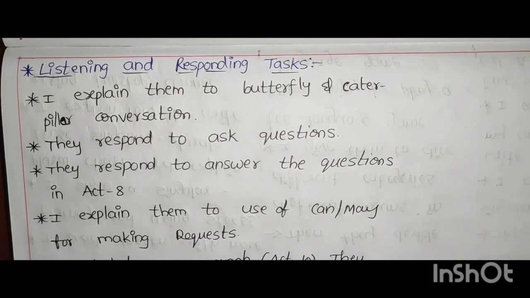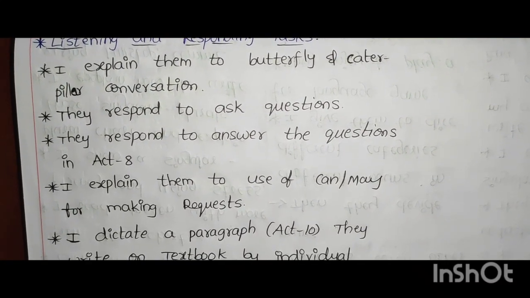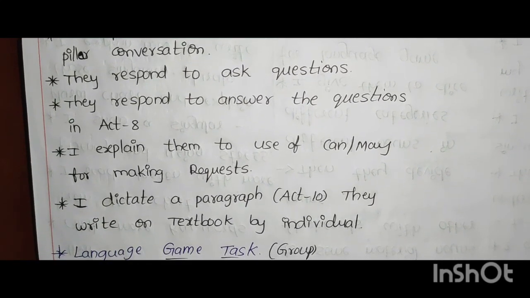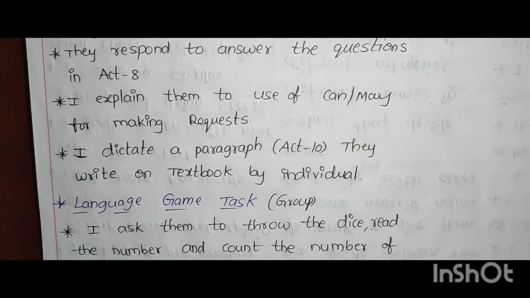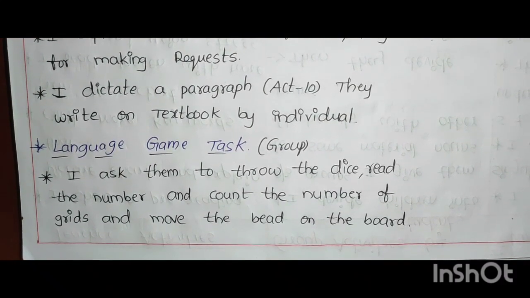Listening and responding tasks. I explain to them the butterfly and caterpillar conversation. They respond to ask questions. They respond to answer the questions in activity 8. I explain to them the use of can and may for making requests. I dictate a paragraph. They write it in the textbook individually.